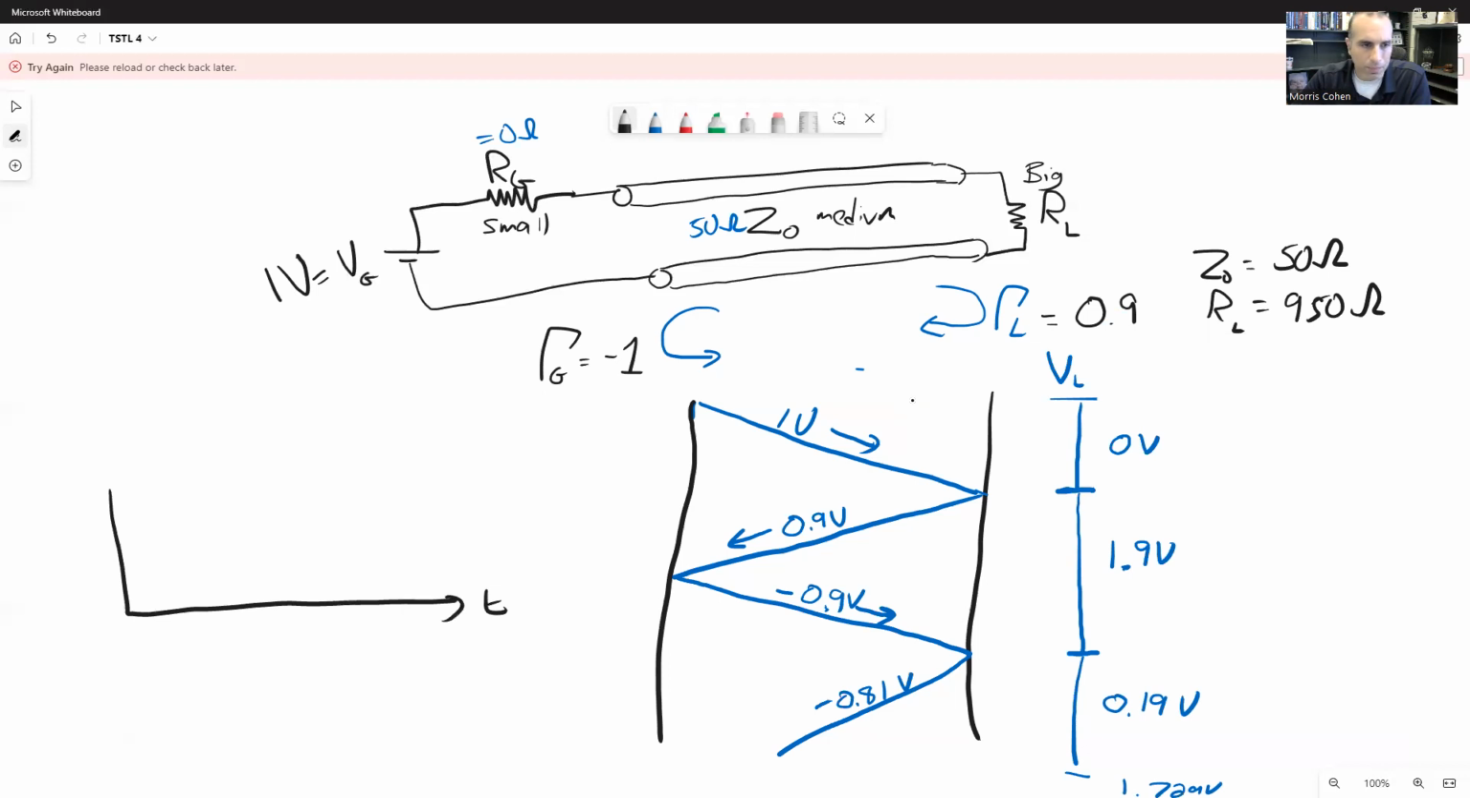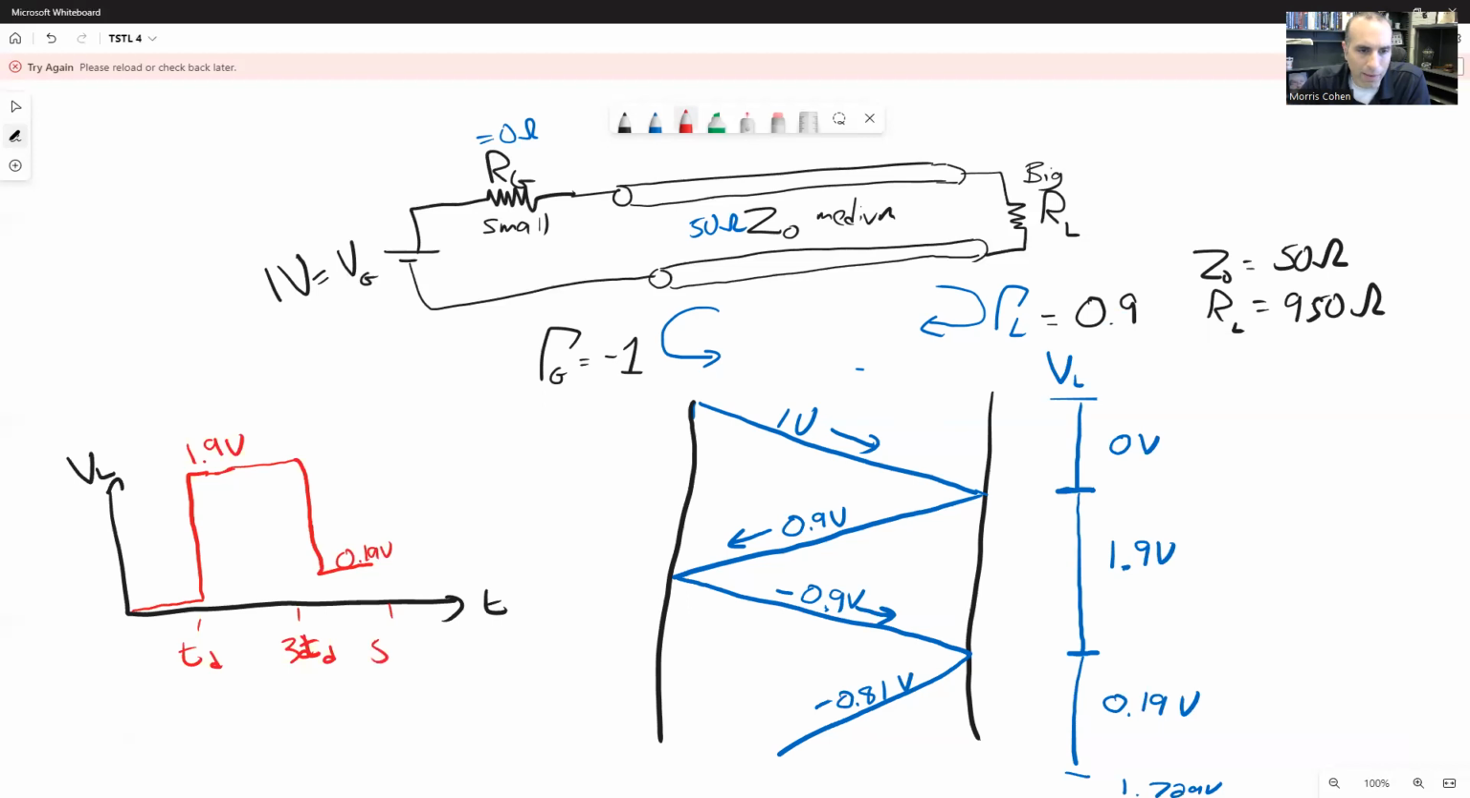So let's plot what the voltage on the load is as a function of time. This is time right here. And this is VL. And let's plot this in red. All right, it starts out as 0, and then all of a sudden it flips up to be 1.9 volts. And then we're going to wait. This will be 1 delay time. We're going to wait till 3 delay times, and then it's going to come all the way down to 0.19 volts.